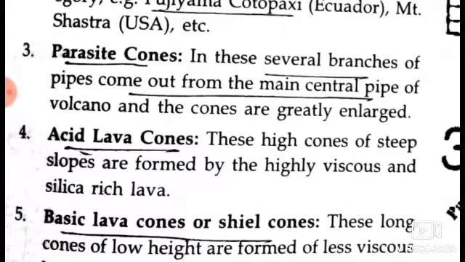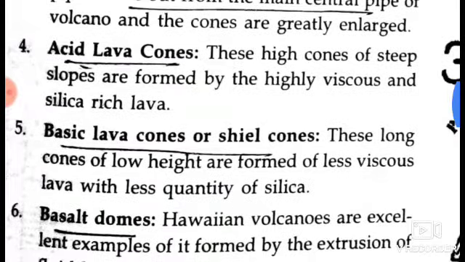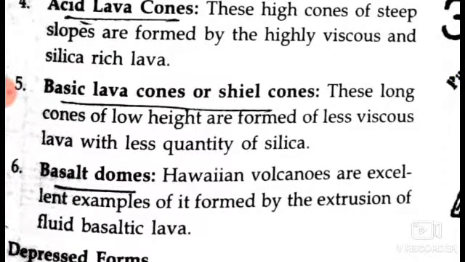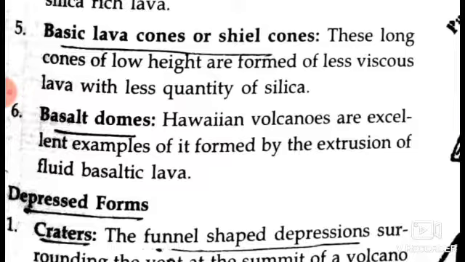Parasite cones: in these, branches of pipes come out from the main central pipe of the volcano, and the cones are greatly enlarged. Acid lava cones: these high cones of steep slopes are formed by highly viscous, silica-rich lava. Basic lava cones, or shield cones: these long cones of low height are formed of less viscous lava with less silica. Basalt domes, as in Hawaii, are excellent examples, formed by the extrusion of fluid basaltic lava.